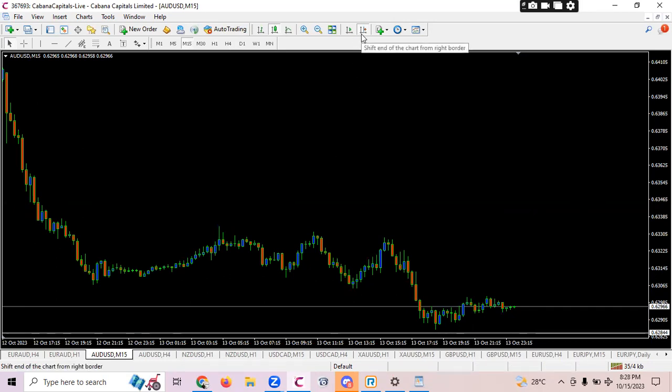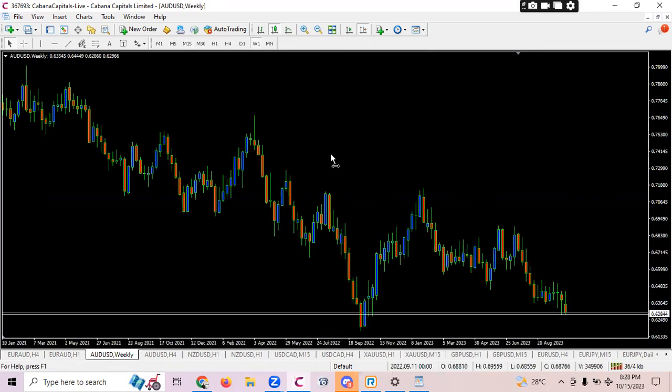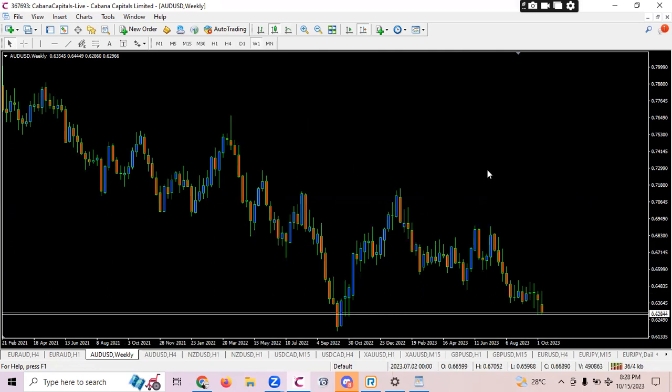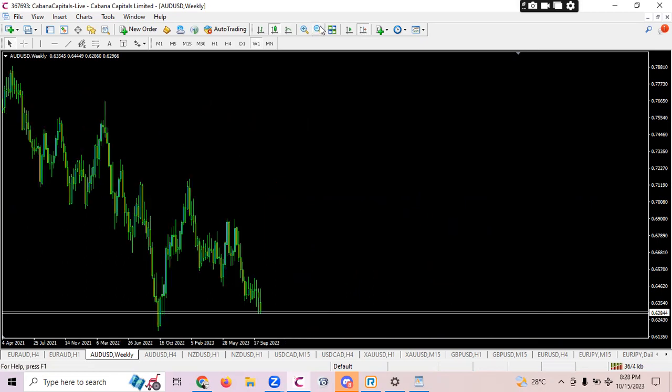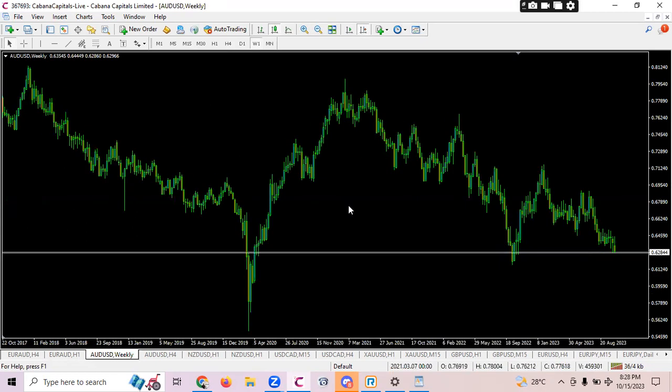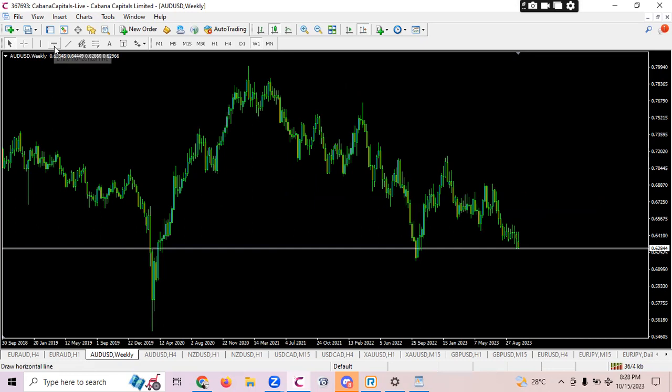Australian dollar USD is also positively correlated with GBP USD. Okay, so let's start with the weekly time frame. Let's see, last week's candle closed bearish. If you look at the chart, Australian dollar USD has been bearish. Let's apply a trend line. You can see it has been bearish. It's been a downward trend. Can you see it? It has been in a downward trend.